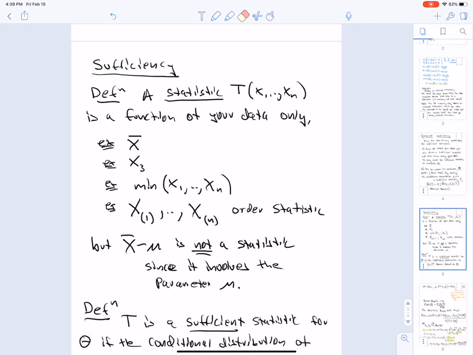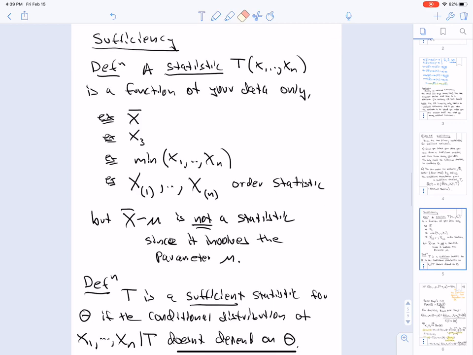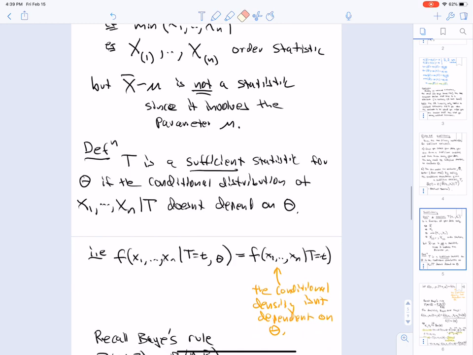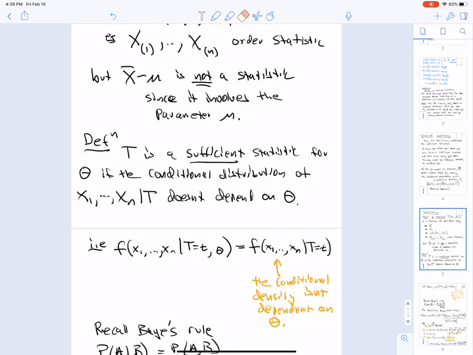So a statistic is a function of your data only. For example, the sample mean, or the third component of your data, the minimum, or an ordered statistic. But for example, the mean minus mu is not a statistic since it involves the parameter mu. Now, t is a sufficient statistic for theta if the conditional distribution of x1 to xn conditioned on t doesn't depend on theta anymore. So somehow conditioning on t removes dependence on theta.